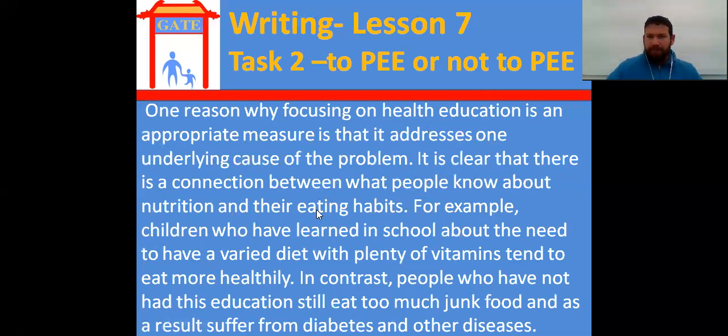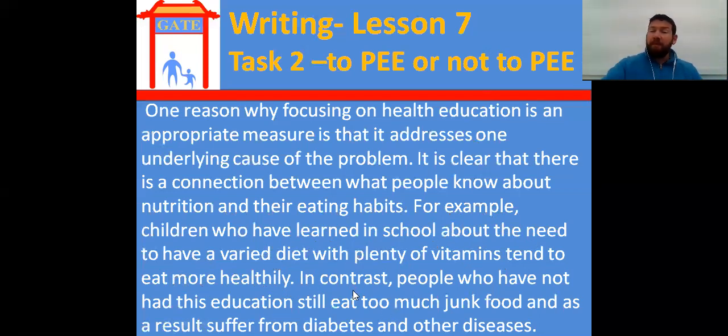Let's get the example. The example's not too bad. Children who have learned in school about the need to have a varied diet with plenty of vitamins tend to eat more healthily. Okay, this is a pretty good example. It comes from some data or statistics that, okay, in an IELTS essay, we don't need to prove it. In a university essay, you need to prove that. You need to say, where did you get that information from? But that's okay. In an IELTS essay, I mean, it needs to be real. You can't make things up, but it could be something that you read in a newspaper a month ago or a year ago, but you kind of remember it. You can put that in, okay? So that children know more about it, are healthier.